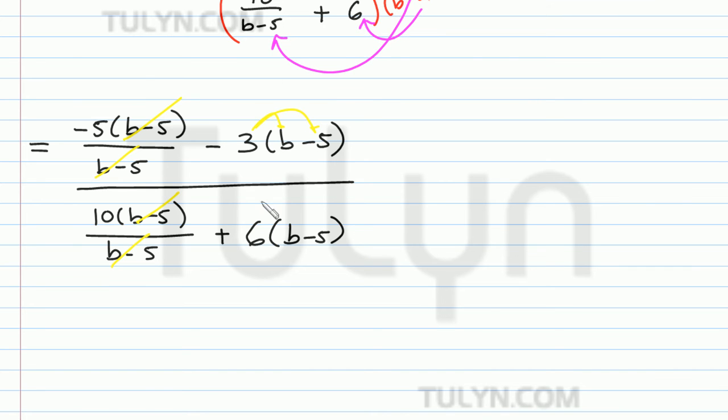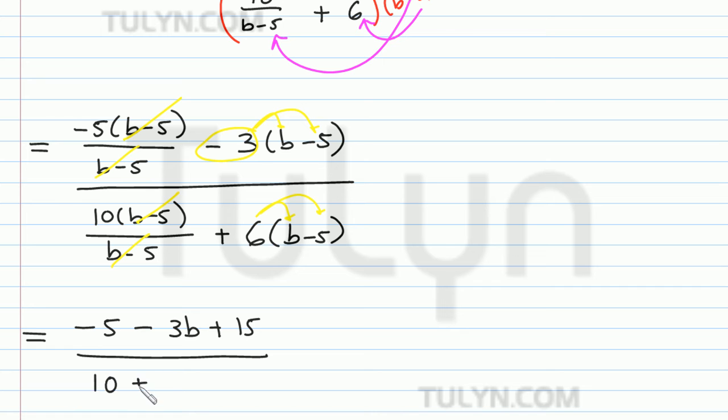And then I'm going to distribute the 3 and the 6 to the difference. So what's left over? In the numerator we have minus 5 minus 3b plus 15, right? I distributed that negative 3 into that difference. And then in the denominator we get 10 plus 6b minus 30.